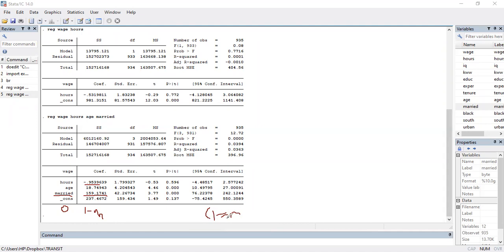So here 1 is for those who are married and the coefficient is positive. So those who are married will earn 159 Ghana cedis more than those who are not. If we change this and make 0 those who are married, and 1 those who are not married, then the sign here is going to be negative. So the explanation will be that those who are not married will earn 159 Ghana cedis less than those who are married. The intuition will be the same thing.